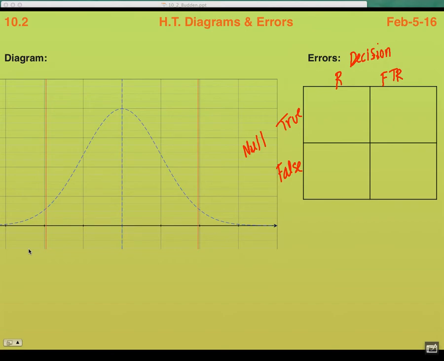Now, if I do not make an error and the null is true, what should my decision be? We fail to reject. We don't reject the null. So this is going to be a good case. If the null is false, what should the decision be? Reject. Okay. If the null is true and I reject the null, this is going to be an error. If the null is false and I fail to reject it, this is going to be an error. These are called type 1 and type 2 errors. If the null is false and I fail to reject, this is a type 2 error.